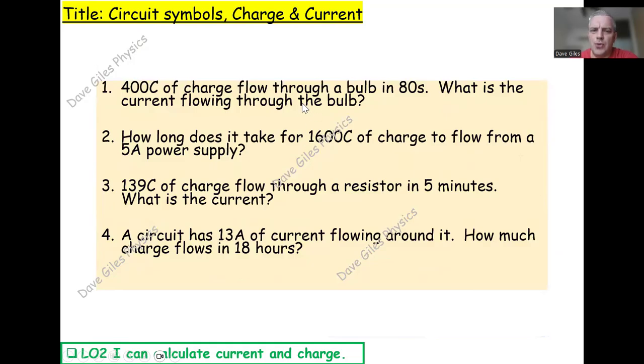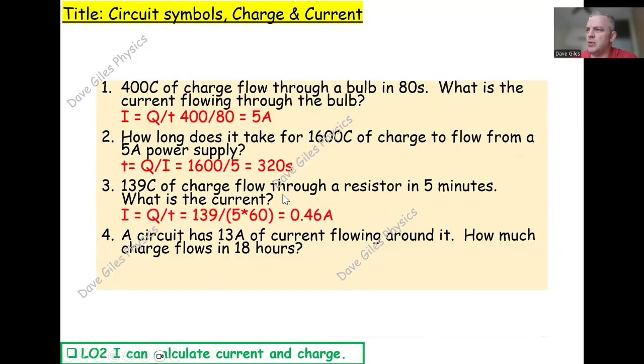Okay, so the first two are fairly straightforward. You have to just rearrange the formula first. For the next one, you have to remember to convert a minute into seconds. So 5 minutes is 5 times 60, which is 300 seconds. So it's 139 divided by 5 times 60, or 139 divided by 300, which gives you 0.46 amps.